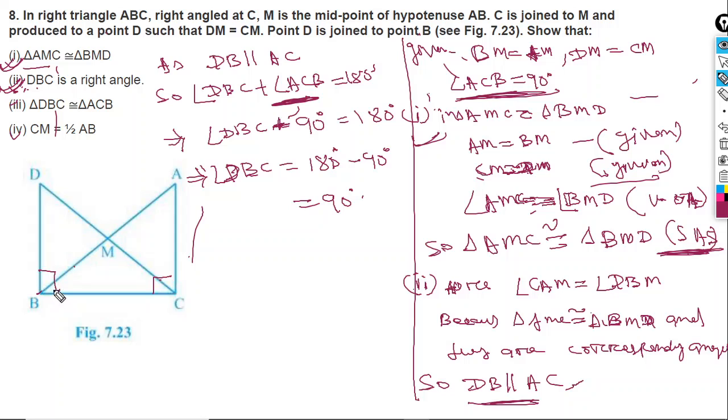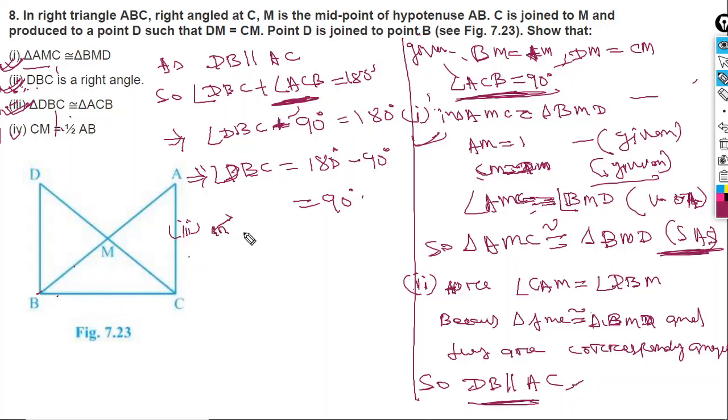Okay. Now we'll move to the third part. So let's write the third part also. In this part, we have to prove that triangle DBC is congruent to triangle ACB. Look at the figure, DBC is congruent to this triangle ACB.